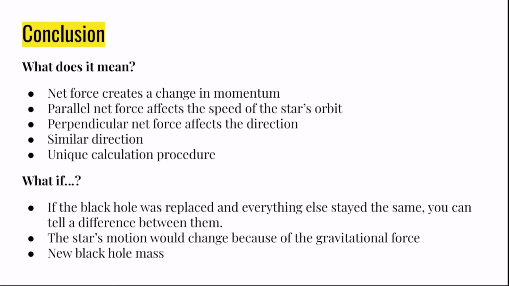So what does all of this mean? We can answer how the net force and its parallel and perpendicular components are different from the rate of change of momentum in its parallel and perpendicular components. We know that the net force creates a change in momentum. The parallel net force affects the speed of the star's orbit. The perpendicular net force affects the direction. These forces are similar in direction, however, they are completely different. They're different in that the calculation procedures are all unique to each other.